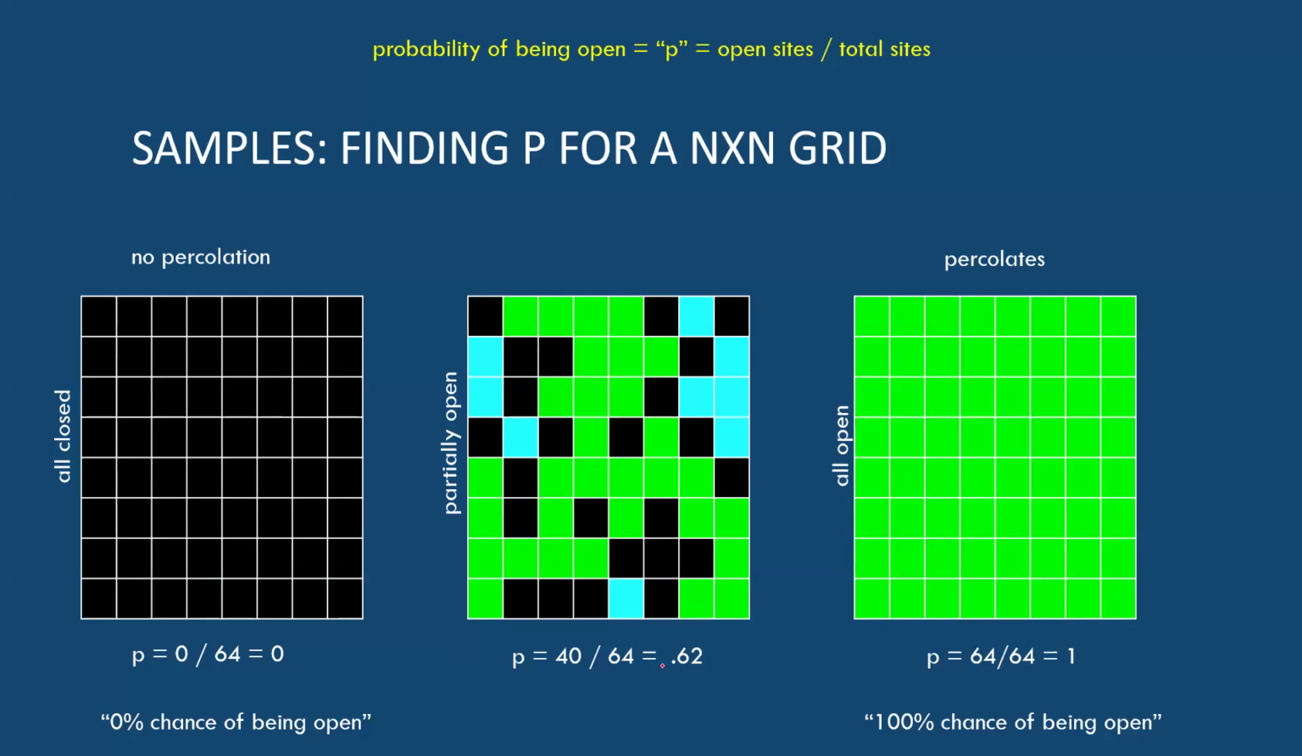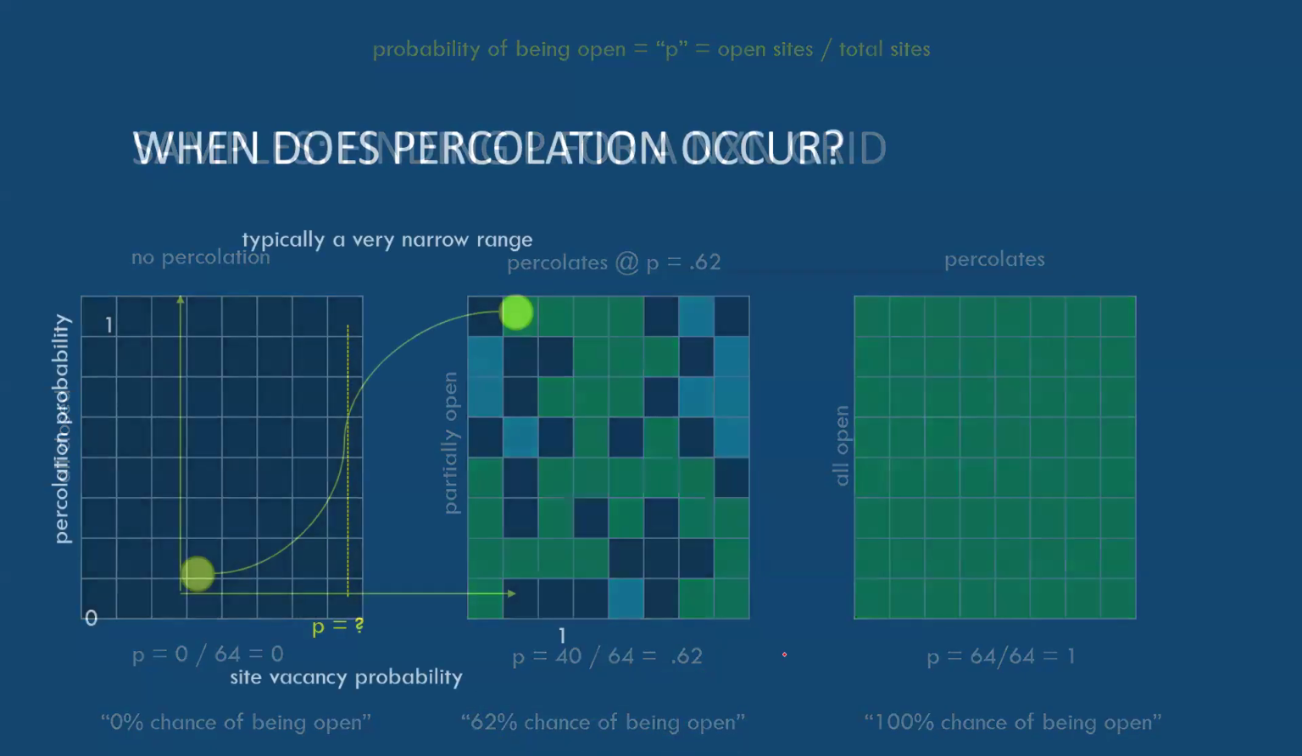8 by 8, 64. So does it flow? Looks like it does. So 0.62 seems like a good value for flowing, but maybe I could go in this direction a little bit and figure out what's the minimum probability that I need to have for it to flow, right? So that's the game that we're generally playing, okay?